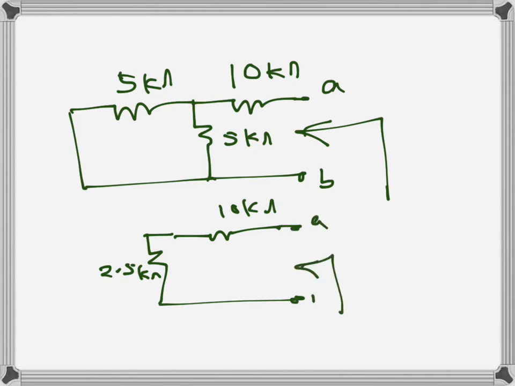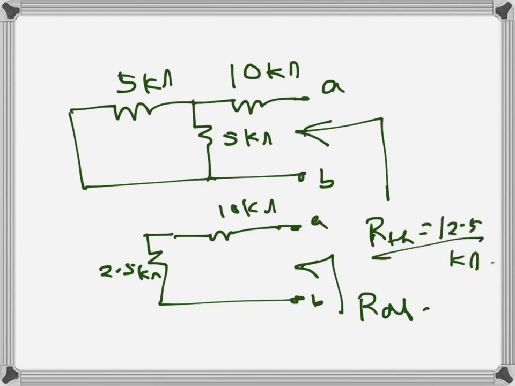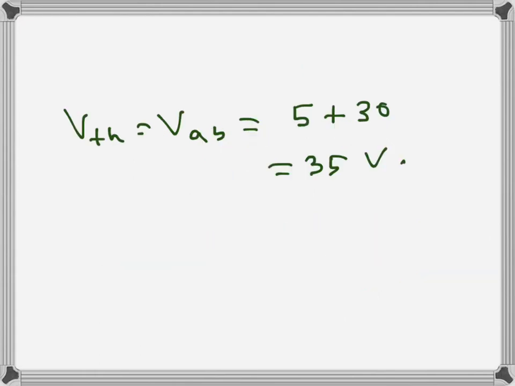It becomes A and B, and we can now see clearly that the 10 kilo ohms and 2.5 kilo ohms resistors are in series. So RAB, or R Thevenin, is 12.5 kilo ohms. So that is our Thevenin's resistance. Thevenin's resistance is 12.5 kilo ohms, and Thevenin's voltage is 35 volts for this particular circuit. That means we can replace the whole circuit.